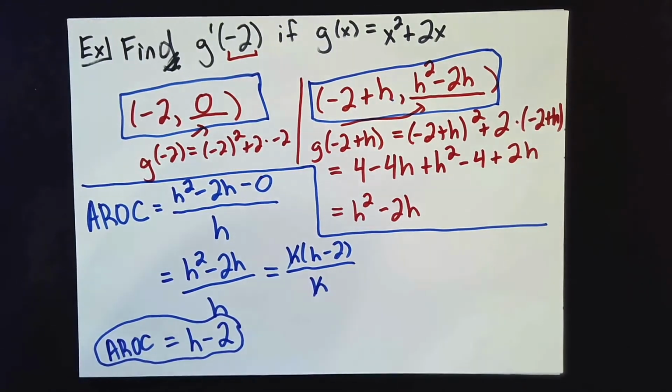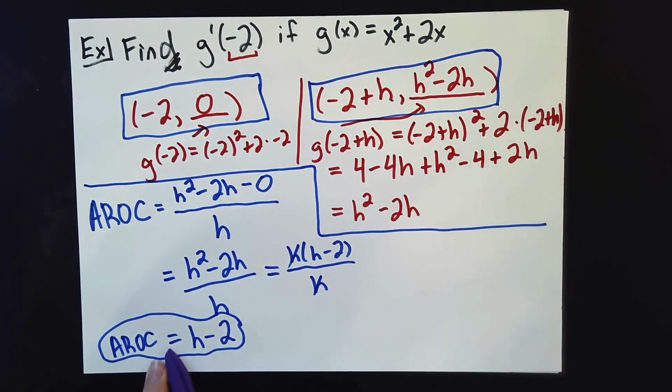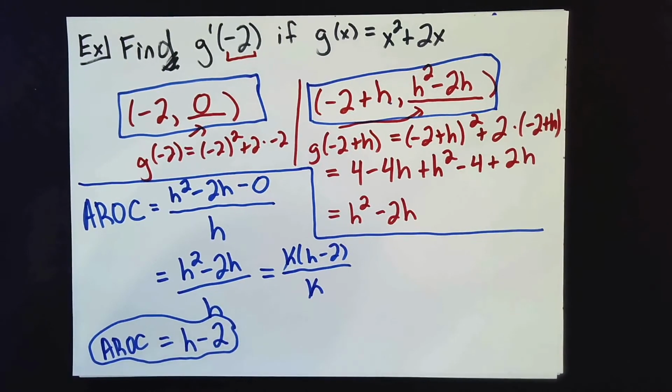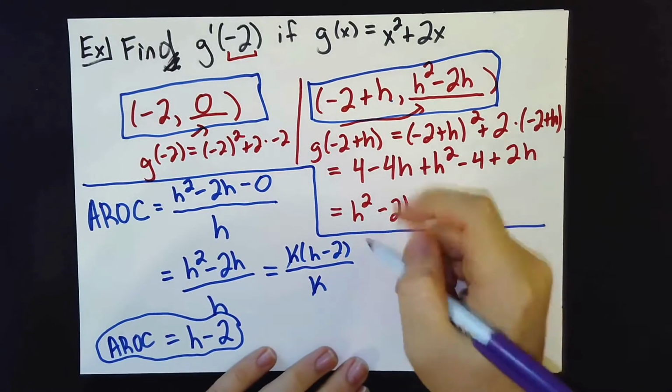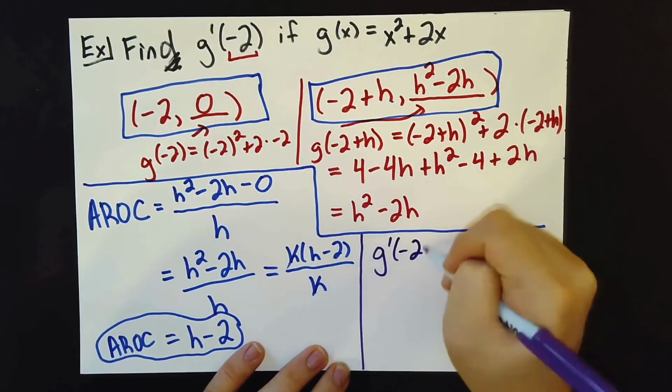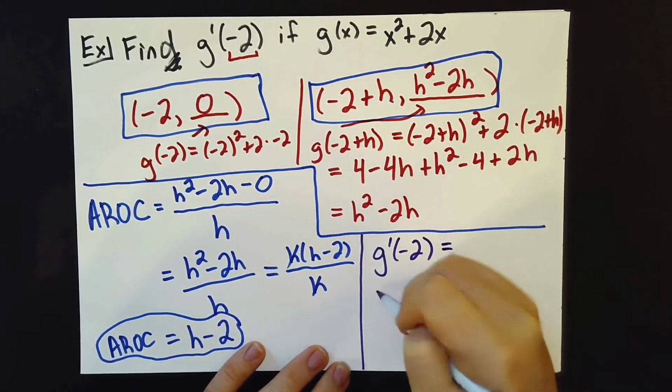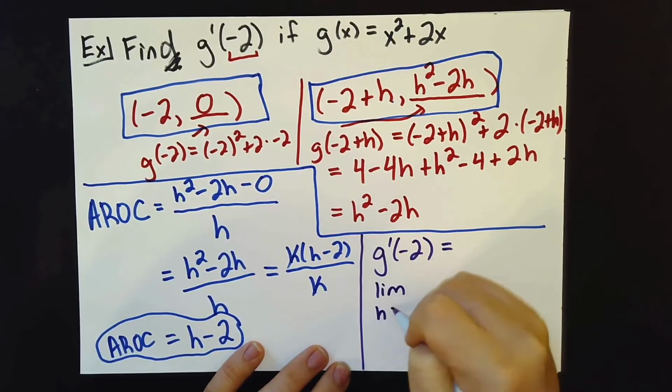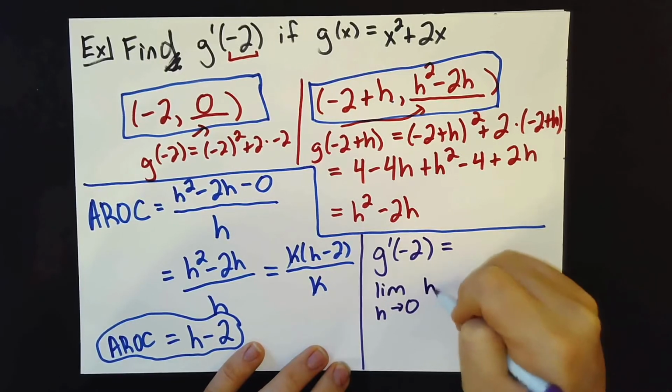Okay. And then I have to remember, what was it I was supposed to do with the average rate of change? I was supposed to take the average rate of change and take the limit as h went to 0. So g prime of minus 2, what is it? It is the limit as h goes to 0 of h minus 2.